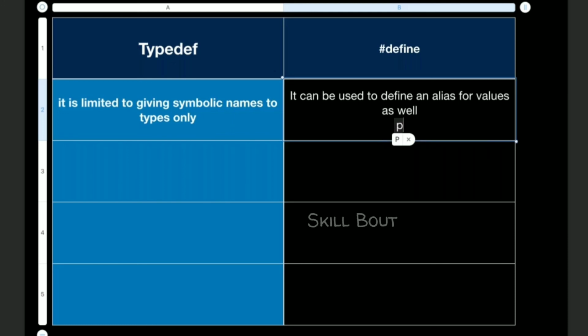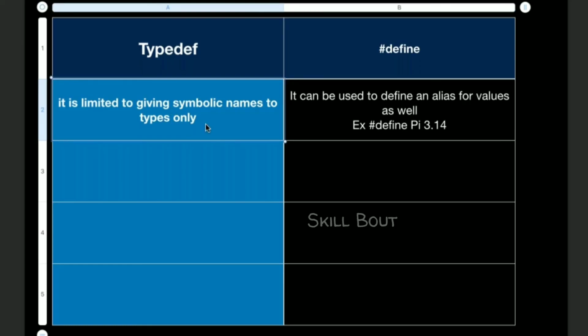How do you write it? You tell it PI and you tell it 3.14. For example, you write it like this: #define PI 3.14, right? So where is typedef here?